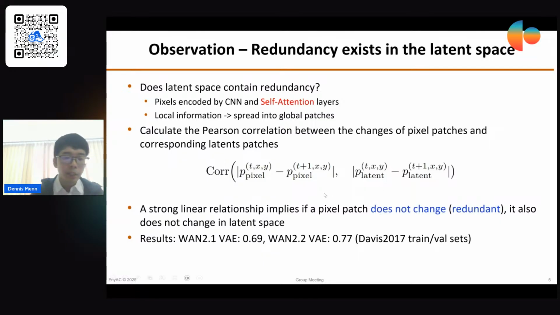And the result is actually quite astonishing. We evaluated two variational autoencoders, Wan 2.1 and Wan 2.2. The architectures are actually different. We evaluated on the entire DAVIS train and validation set, and we got 0.69 and 0.77 for the above quantity, which translates into a strong linear relationship.